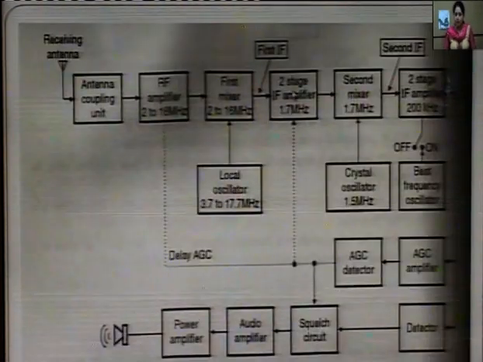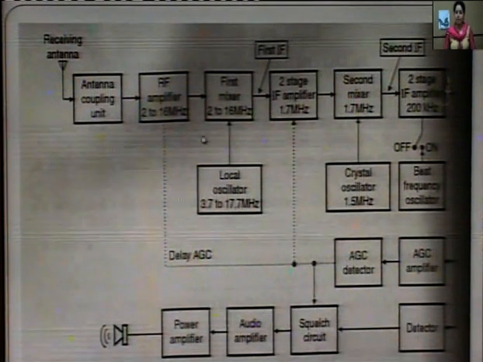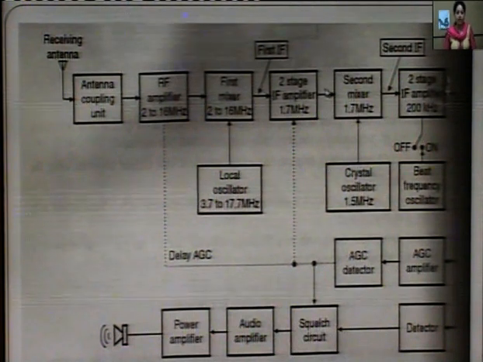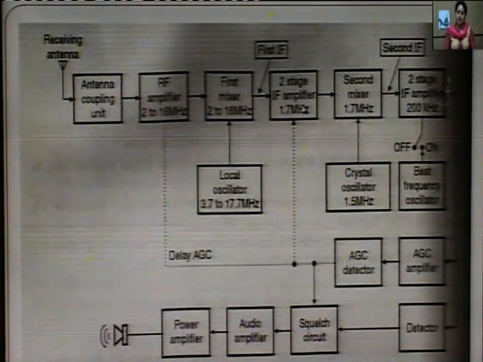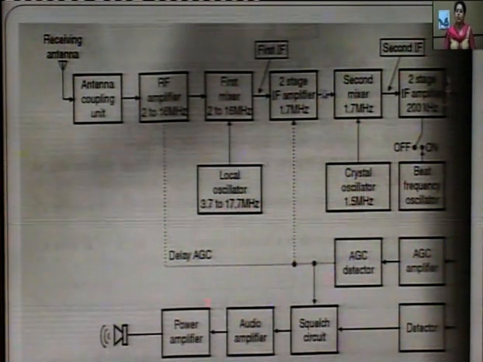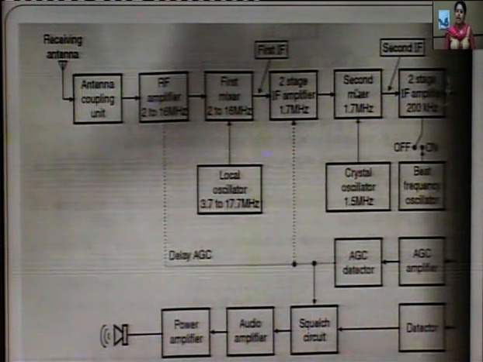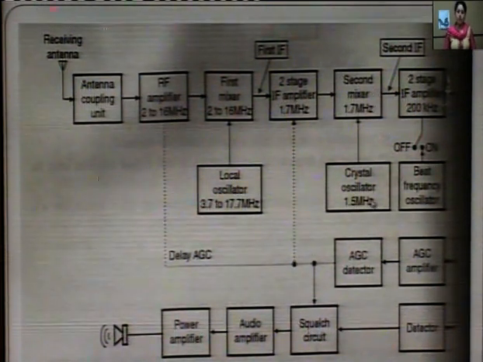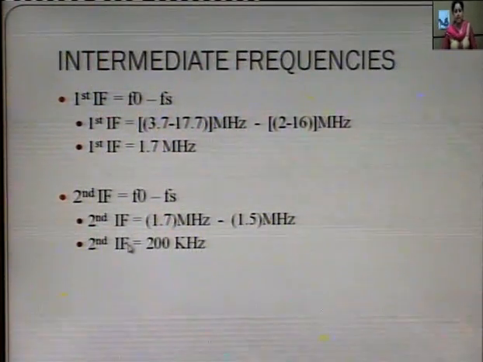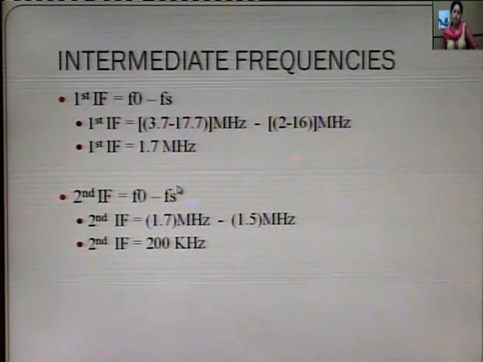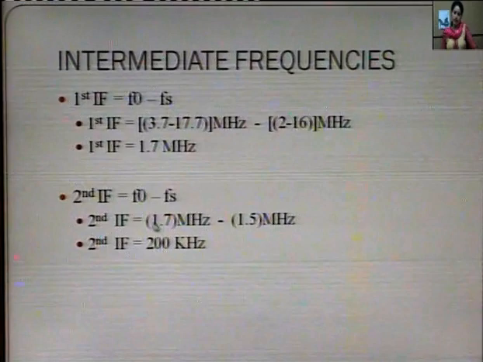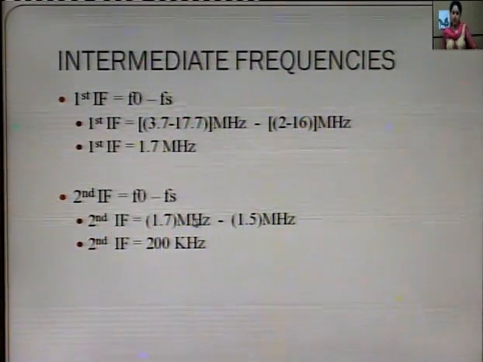Now after this 1.7 megahertz is achieved after the first mixer, this 1.7 megahertz frequency is amplified by your IF amplifier stage. This IF amplifier stage again provides this particular frequency component to be processed in your second mixer. At this second mixer, the second input was from the crystal oscillator. So your second intermediate frequency is again f0 minus f1 as the difference component, that is, oscillator frequency minus your signal frequency. Now here your oscillator was tuned at 1.7 megahertz.